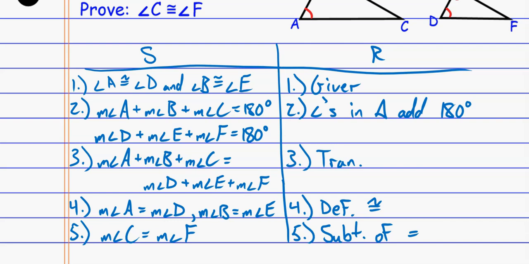Some teachers might have you substitute in here first and replace A with D and then replace B with E, so that you're literally subtracting the same thing from each side. But in step 4, we're saying they're the same thing. So to me, that's a reasonable justification. You could include another step in there with substitution.